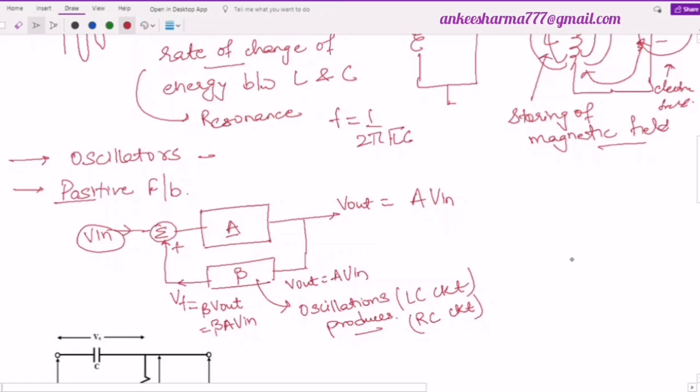It means whatever the losses are there in the tank circuit or in the RC circuit, those losses will be overcome by this amplifier with the gain A. It means if I make my V input equal to 0, if I remove this input voltage, then what will happen?